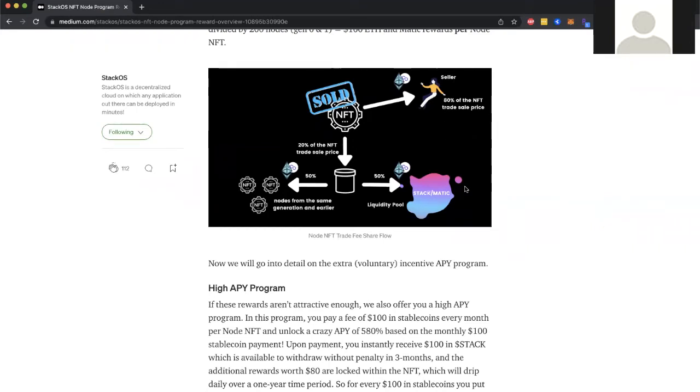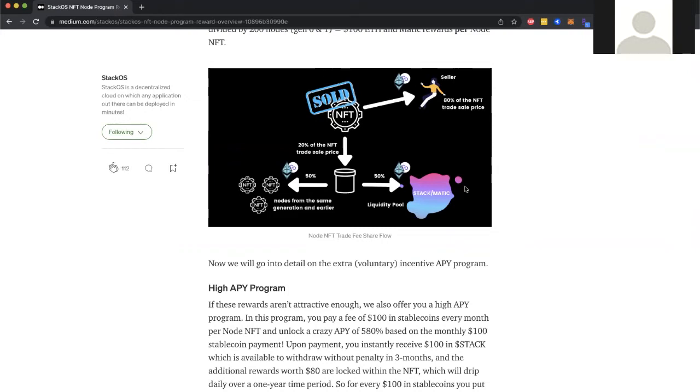The NFT stack value creates a buy pressure on the stack token as well. Now, what we want to do is incentivize people to launch new NFTs as well, right? So when you're using the locked up rewards, you can do that at a 20% discount.